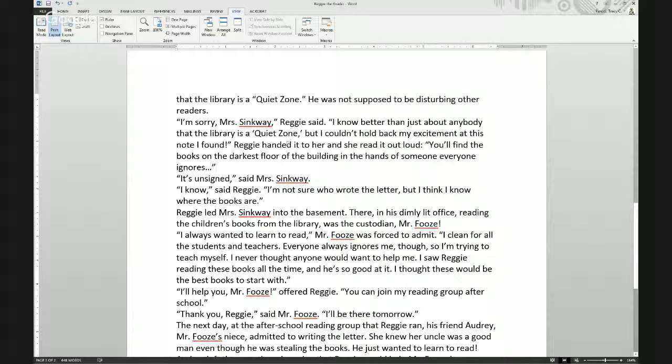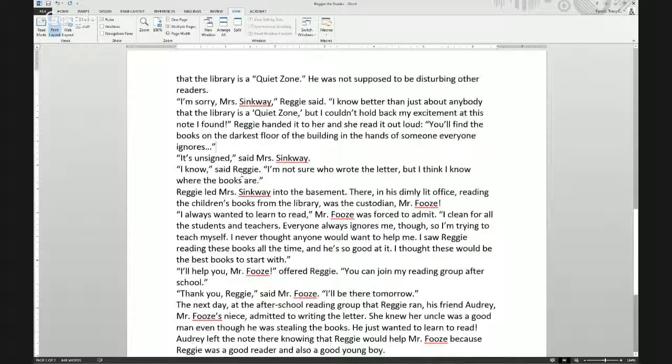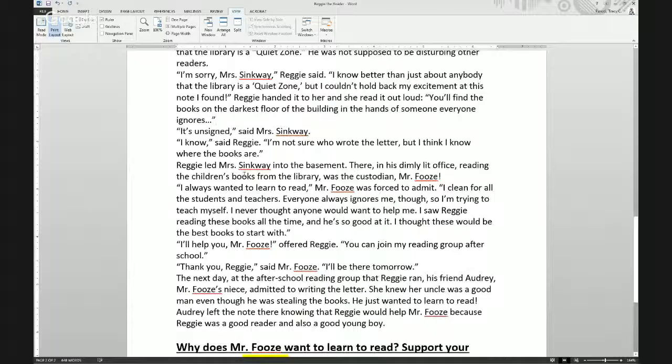Reggie handed it to her and she read it out loud. "You'll find the books on the darkest floor of the building in the hands of somebody everyone ignores." "It's unsigned," said Mrs. Sinkway. "I know," said Reggie. "I'm not sure who wrote the letter, but I think I know where the books are."